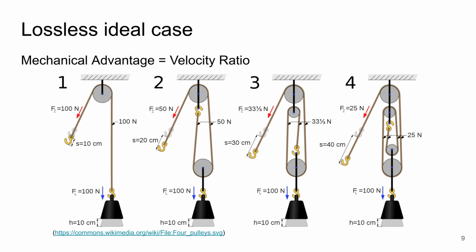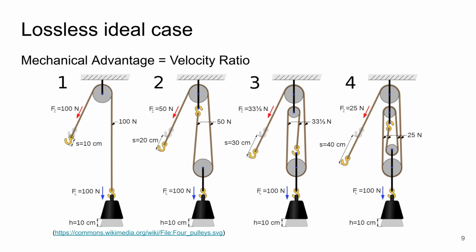So if we take scenario number 2, for example, the force on the load is 100 newtons, but the effort is 50 newtons. So the mechanical advantage is load divided by effort. That's 100 newtons divided by 50. That gives us a mechanical advantage of 2.